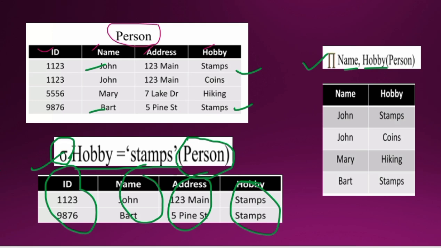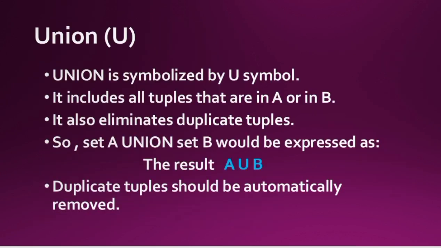Let's go to the next operator. The next one is the union operator. Union means it combines two relations. It will eliminate the duplicates and produce only the unique values. In this union you will get two relations, that means two tables.